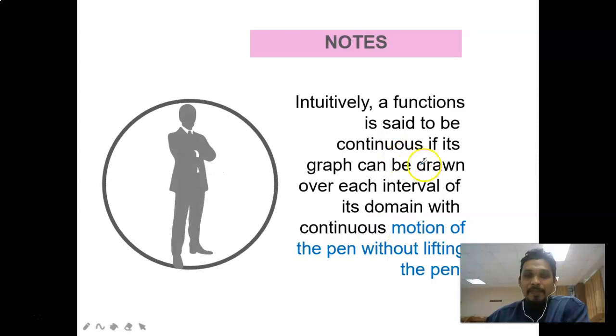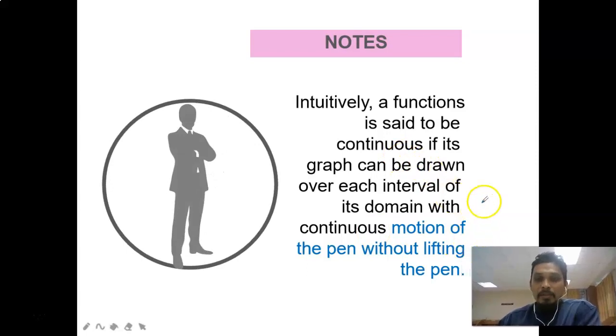Okay, so now, the keyword for this subtopic: intuitively, a function is said to be continuous if its graph can be drawn over each interval of its domain with continuous motion of the pen without lifting the pen.